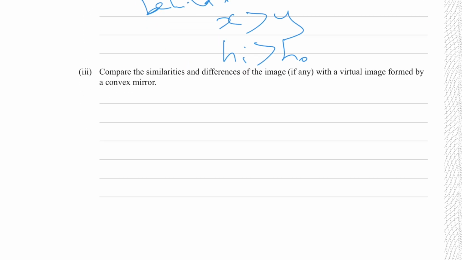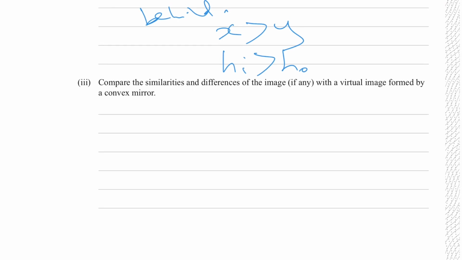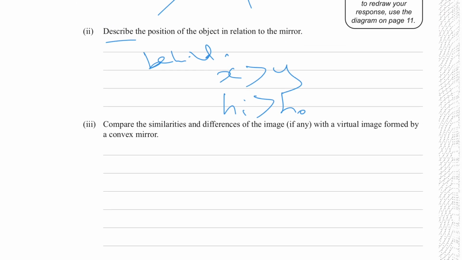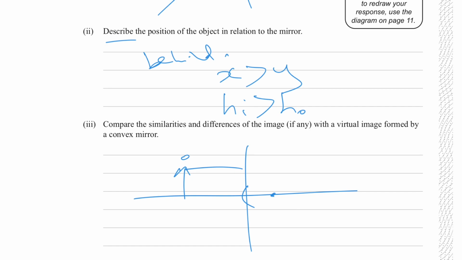So compare the similarities and differences of the image, if any, with a virtual image formed by a convex mirror. Well, convex mirror is your classic security mirror. I'm going to draw your ray diagram really quickly here. Here's our object, virtual focal point, parallel ray that goes in, appears to come from the virtual focal, and then the ray going in that way, that reflects equal angle, so same distance above and below as where the object is. It's going to appear to come from here. That's where your image is.